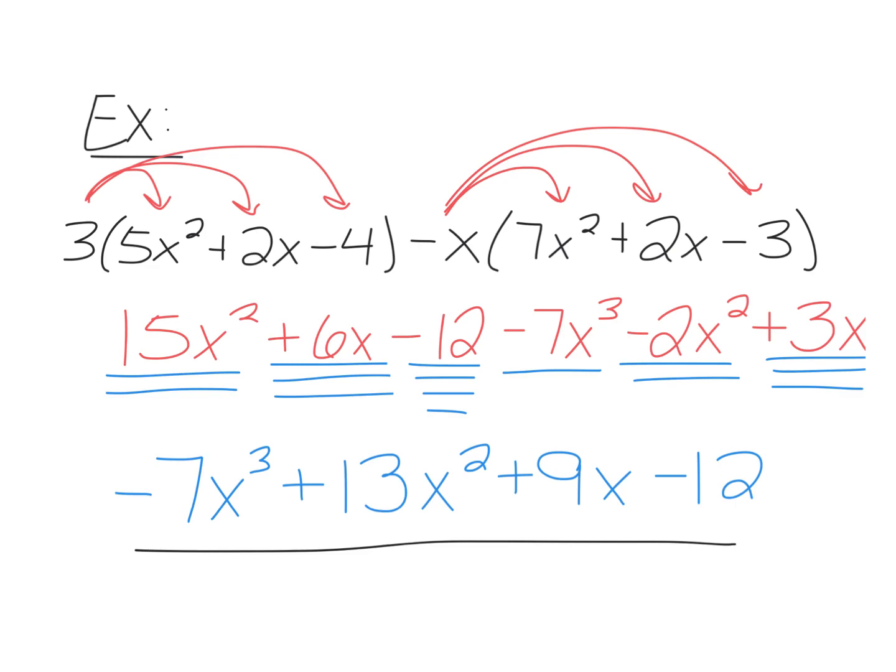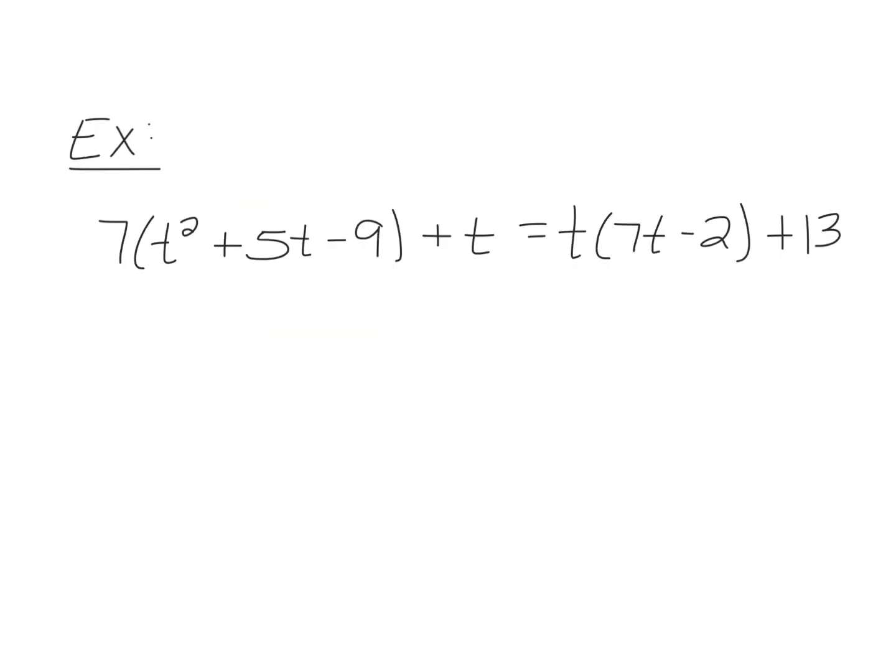Questions before we move on to the last concept today? Okay. Now we're kind of putting all of it together into an equation. So when we have an equation, that means we actually want to find a value for our x or for our variable. So we're going to simplify and then solve for our variable. So what do we need to do first on this one? Distribute, yep, 7 times t squared.